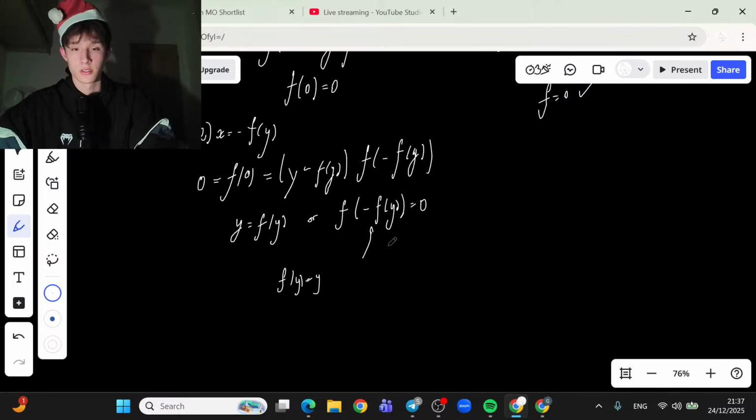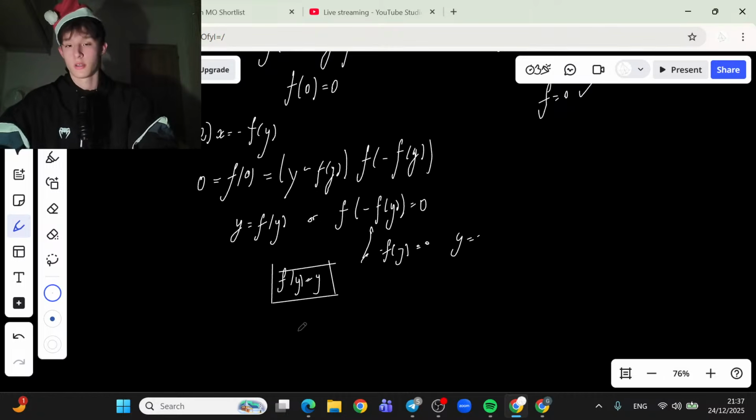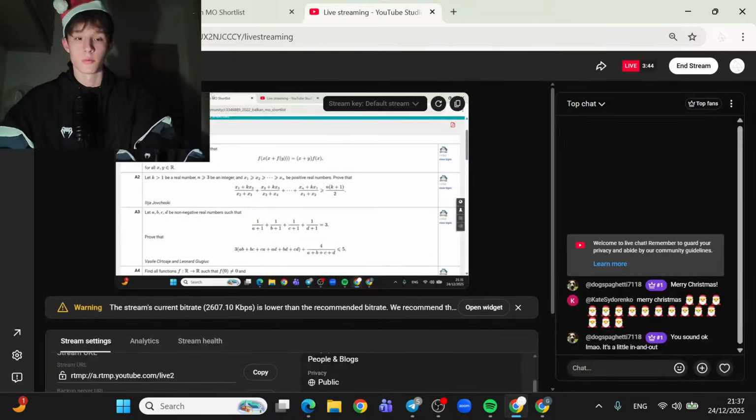And from there, we essentially get that minus f of y would be equal to 0, and so y equals 0. And therefore, we get that f of y equals y. And that's the solution for the first problem we have today.